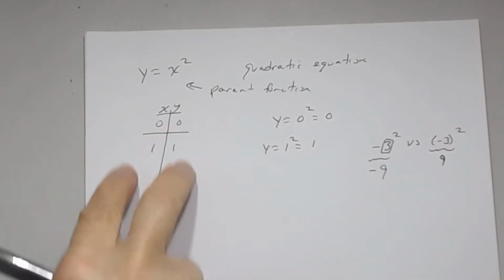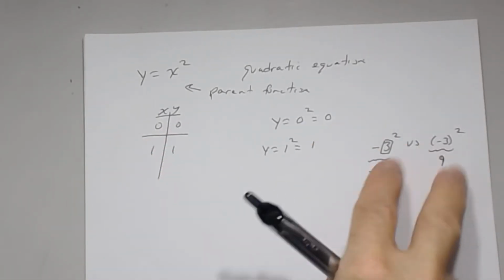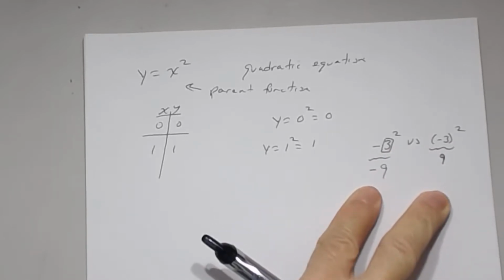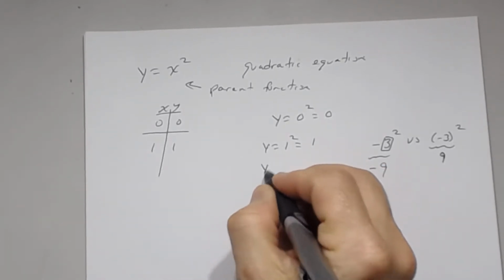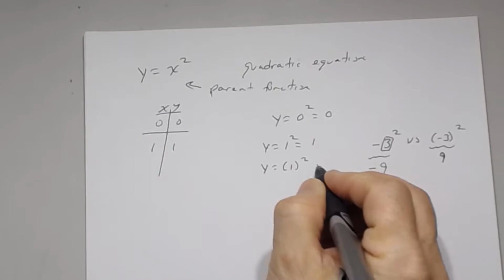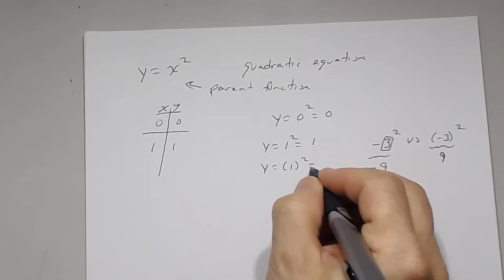So as we go through this, I'm going to use parentheses with some of these. Notice I didn't put parentheses here. It wasn't needed, although I could have said y equals, in parentheses, 1 squared. It would have been the same thing, right? 1 squared is still 1.